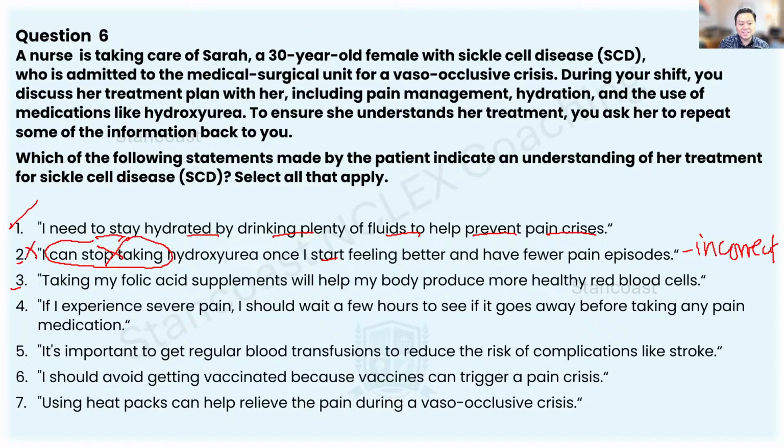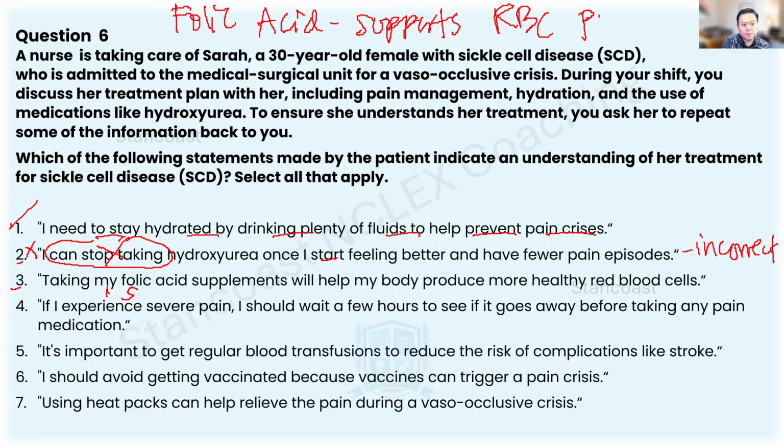Taking my folic acid supplements will help my body produce more healthy red blood cells. Yeah, we mentioned that earlier, that folic acid can actually support the red blood cell production. Folic acid supports red blood cell production. Okay, so our answer for that is going to be yes. It indicates understanding. What about number 4?